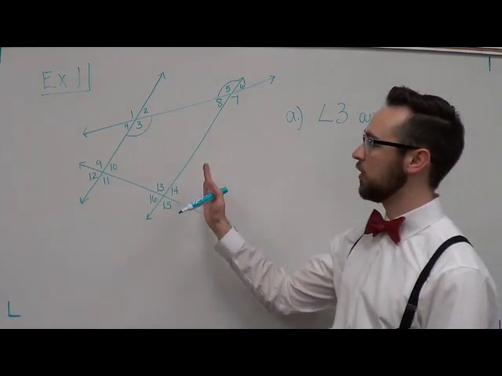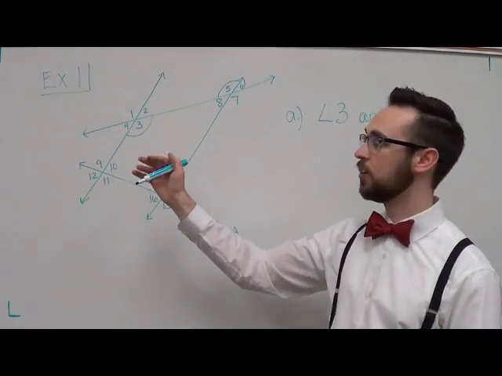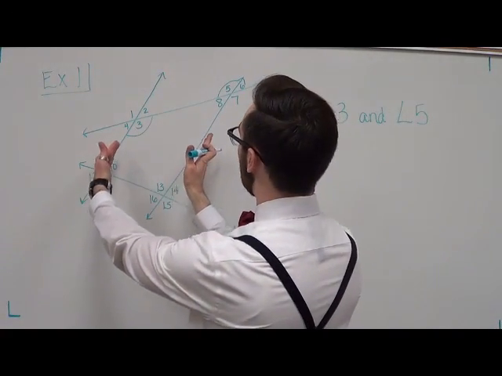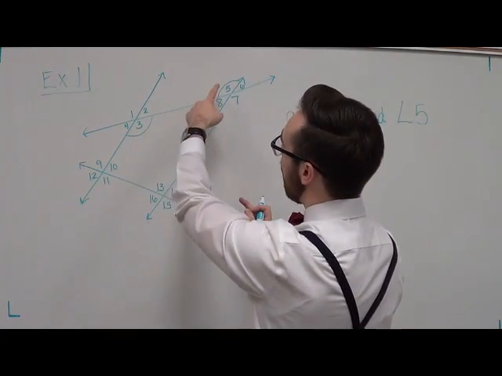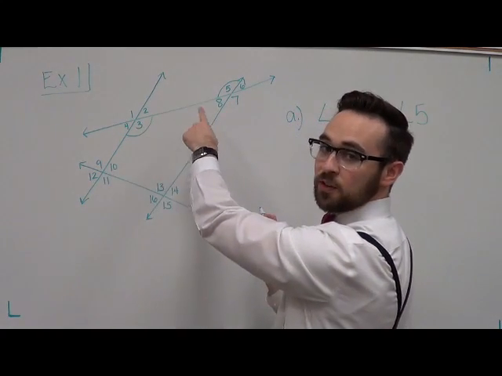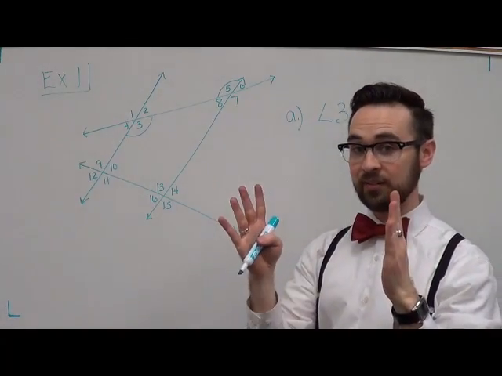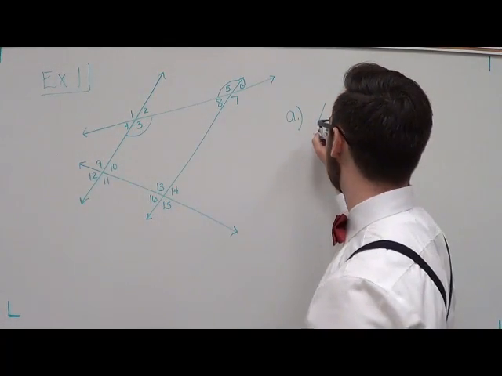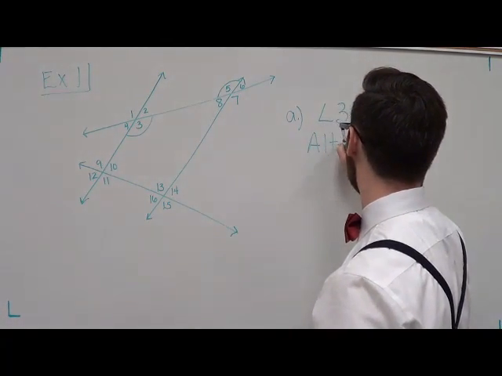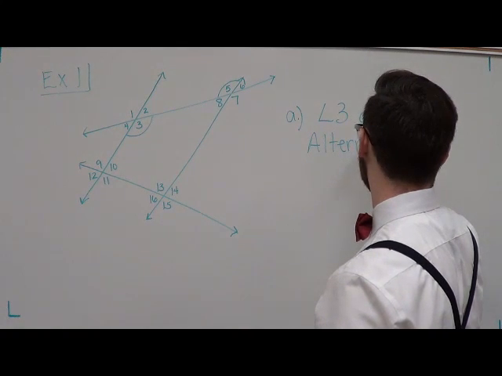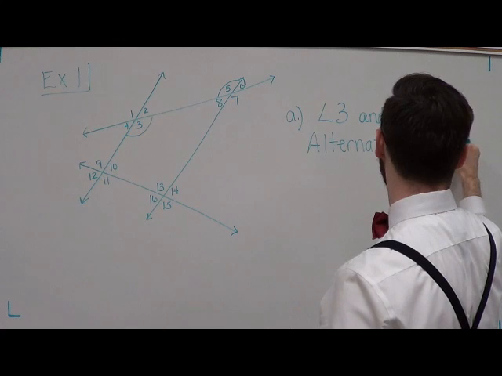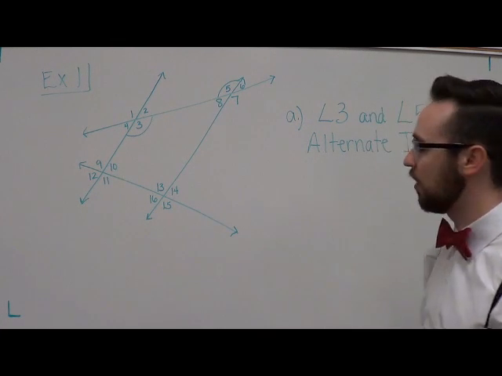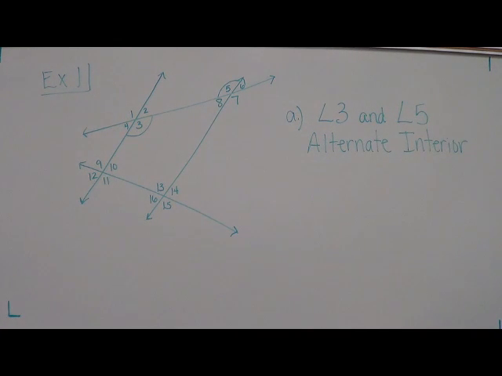So notice, what's their relationship to the parallel lines? Well, with these two parallel lines, they're both on the inside, right? They're in between them. And they're on opposite sides of the transversal. So they're interiors and they're on opposites. So these two angles would be alternate interior angles.